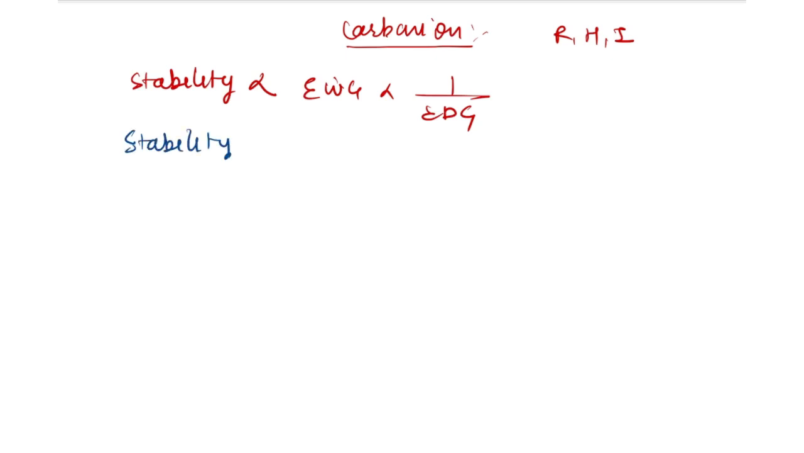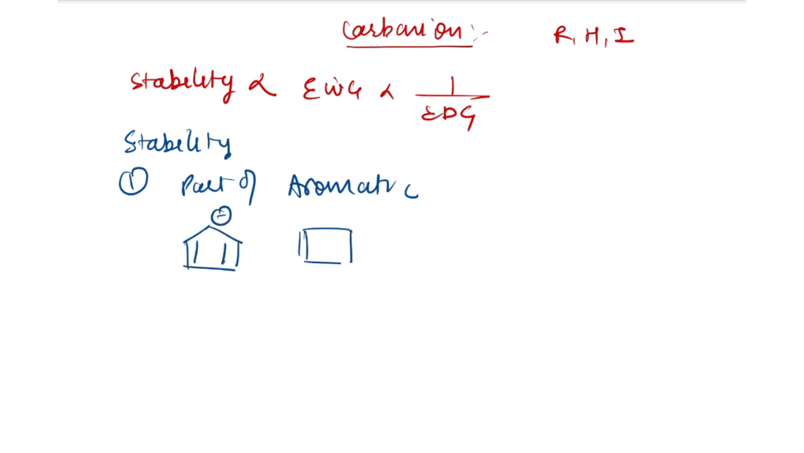Stability is first part of aromatic system. So first of all, it should be the part of aromatic system. It is the most stable, but in the case of carbocation, it was not that part. It was the part of dancing resonance. But here, dancing resonance doesn't occur. It only occurs in cyclopropyl carbocation, not in carbanion. Remember.